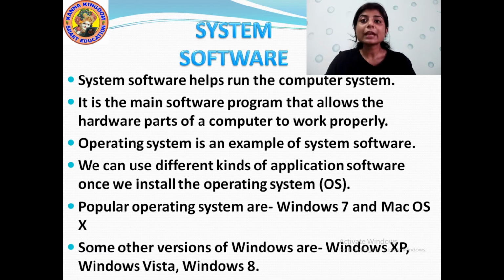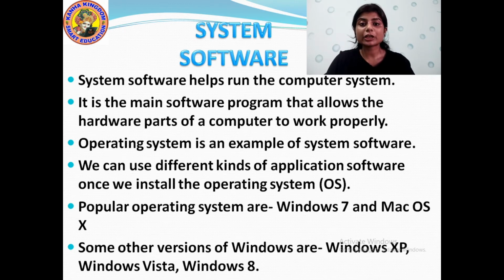Okay, see, popular operating systems are Windows 7 and Mac operating system X. These are some popular operating systems which are installed in the computer, by which we can work on a computer. These are the examples, like Windows 7.